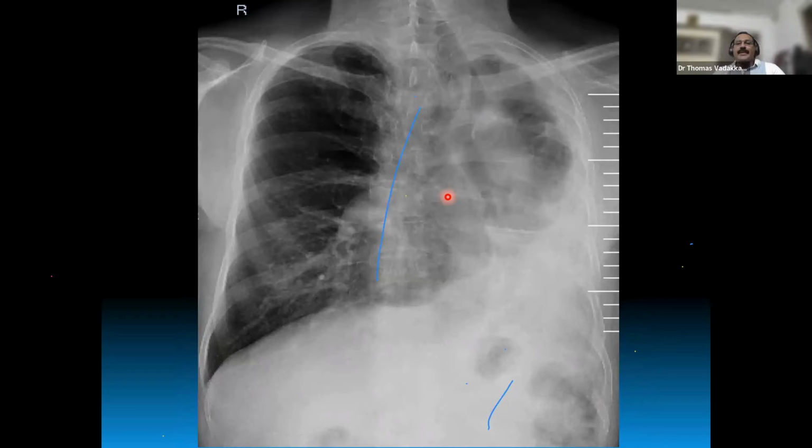Can anyone say about this X-ray? This is a very common X-ray. This patient had a history of pulmonary tuberculosis during childhood and took 1 year ATT long ago.